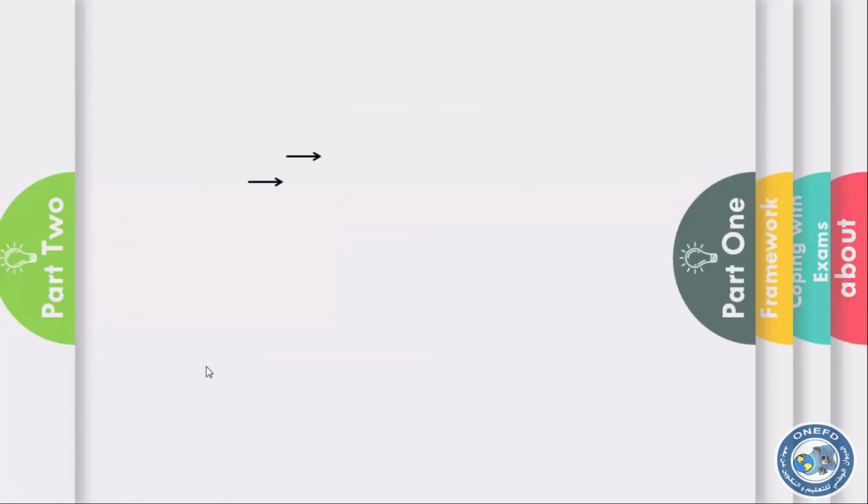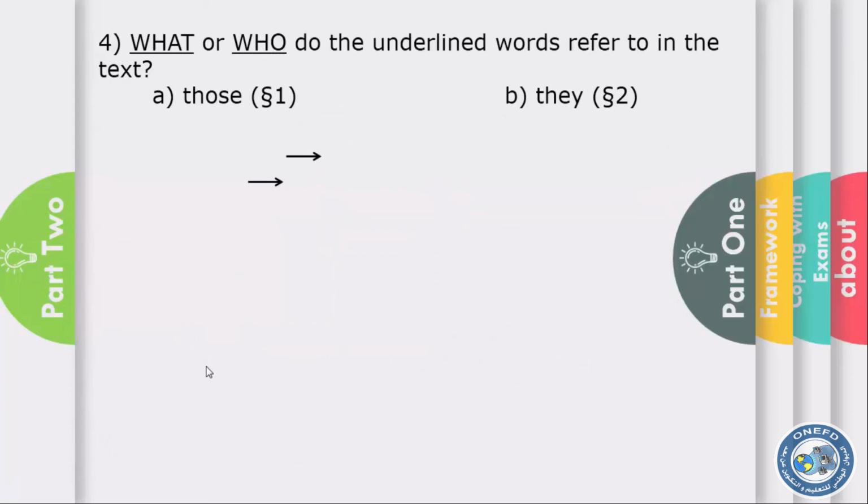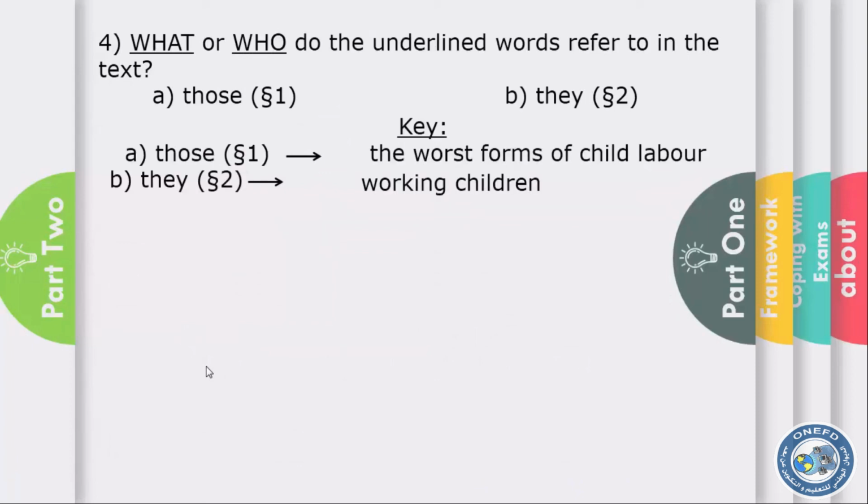So let's take a look at the answer. "Those" refers to the worst forms of child labor. "They" refers to working children.